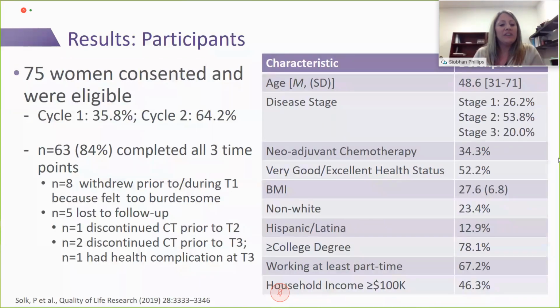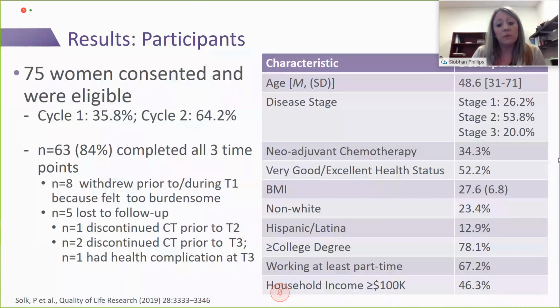We had 75 women who consented and were eligible to participate. Of those, 84% completed all 3 time points. You can see the reasons for withdrawal. A lot of it had to do with discontinuation of chemotherapy or health complications. There were some people who did withdraw because they thought that the study was too burdensome, which we did anticipate some of that.